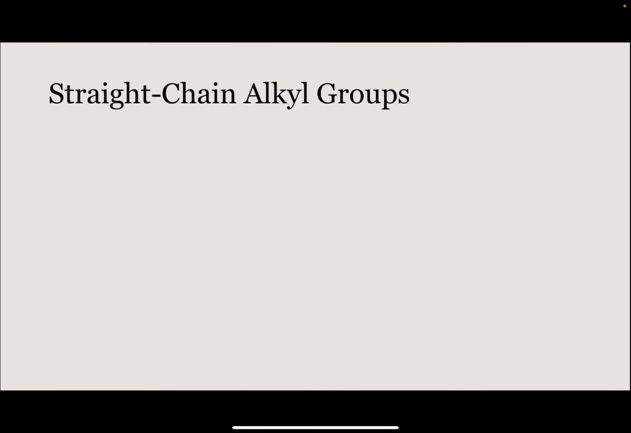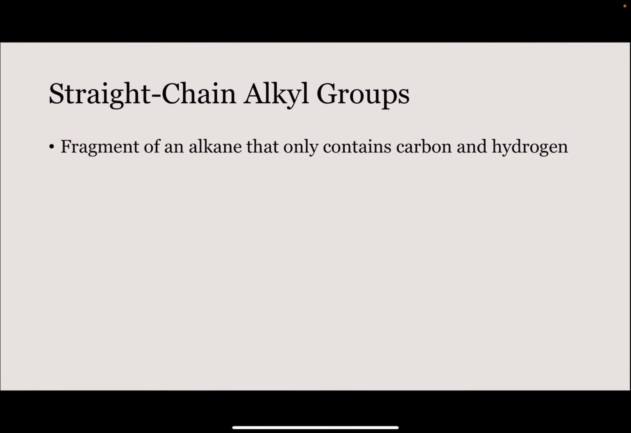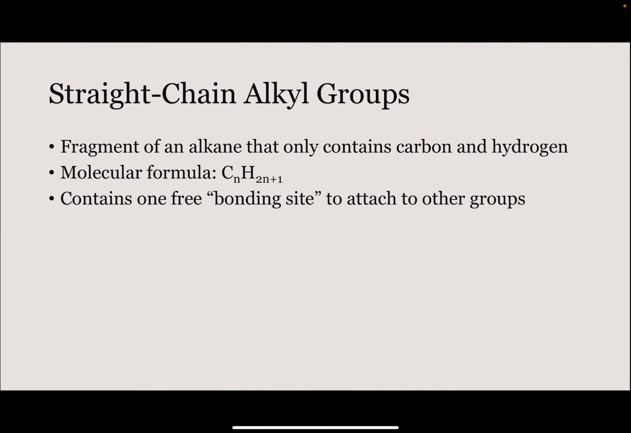Okay, straight chain alkyl groups. The first thing that we're going to do is define what an alkyl group is. We talked about an alkane. An alkyl group essentially is just a fragment of an alkane that only contains carbon and hydrogen. So it's essentially part of an alkane, but it contains one free bonding site to attach to other groups. The motivation behind counting these is that we can put a bunch of different alkyl groups together in order to form an alkane. These are examples of alkyl groups over here. You'll notice that, for example, if I take this alkyl group over here and this alkyl group over here, I can combine them at the free bonding site.